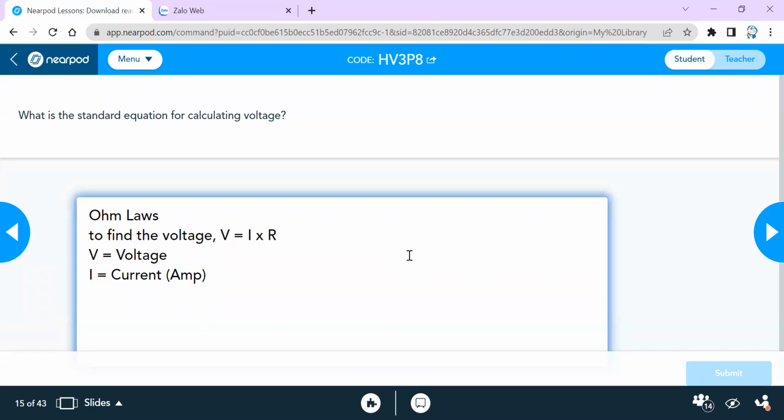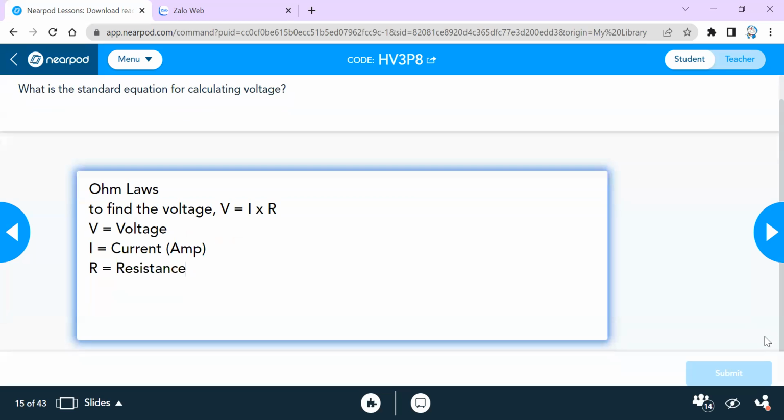All right, then we have the R, which is the resistance. This is how we find the answer for this.